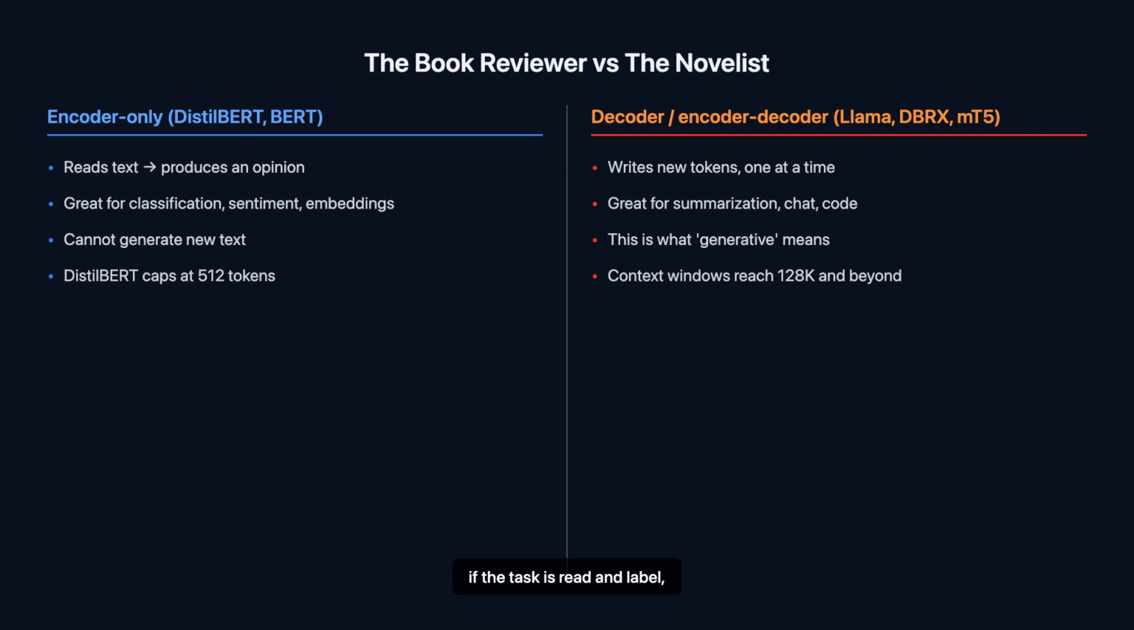The engineering rule is simple. If the task is read and label, pick an encoder. If the task is write new text, pick a decoder. Asking DistilBERT to summarize a document is the wrong job description for the architecture.